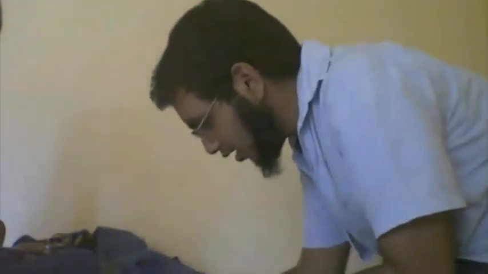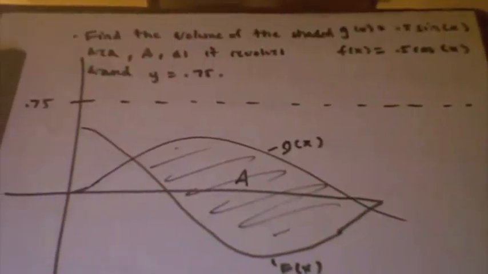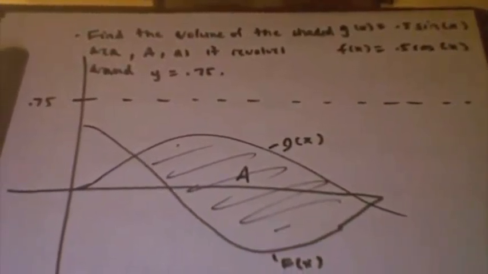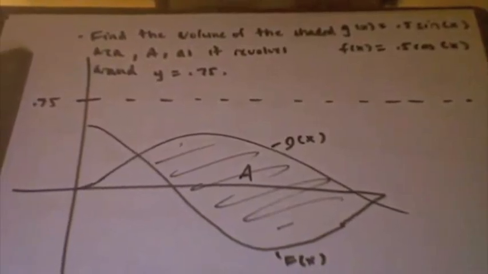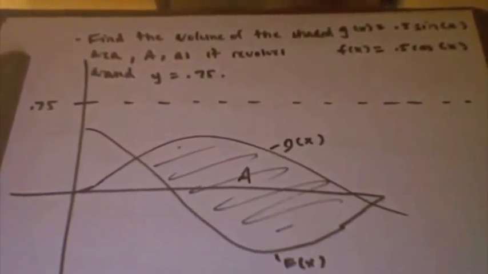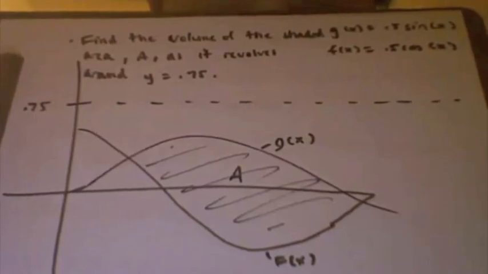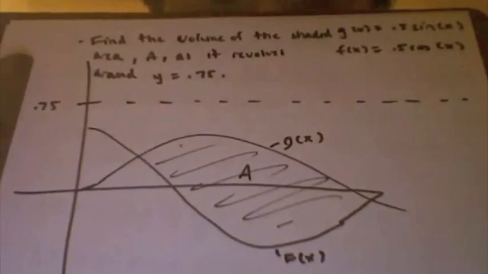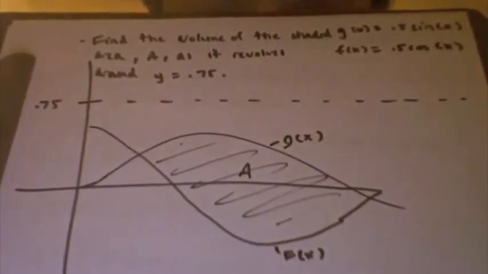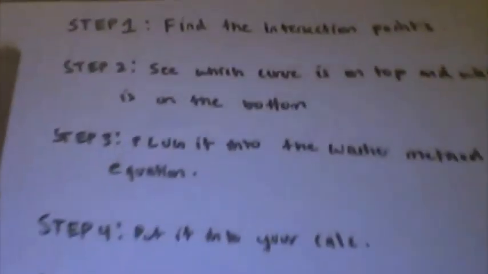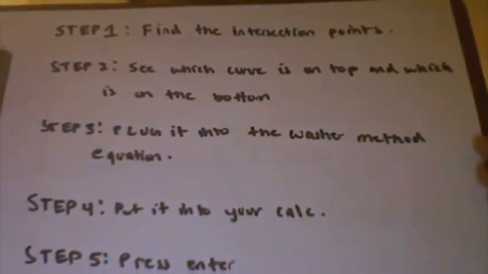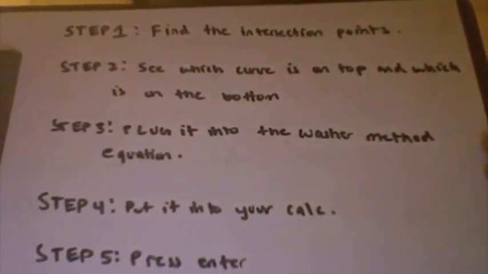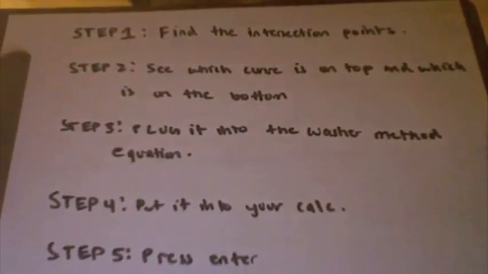So, Kasib, how do you do this? I don't know. Find the volume of the shaded region A as it revolves around y equals 0.75. g of x equals 0.5 sine of x, and f of x equals 0.5 cosine of x. Your first step is to find the interval again, which is between the intersections of where the shaded region A is between the two functions.